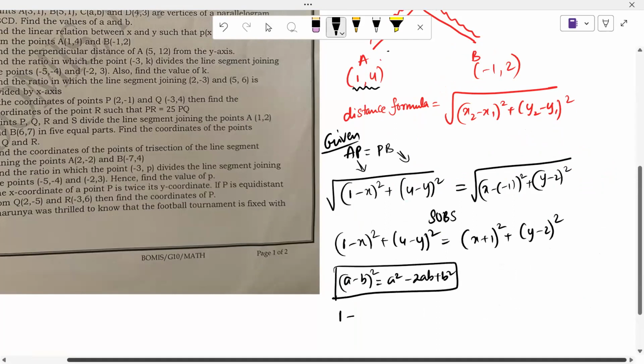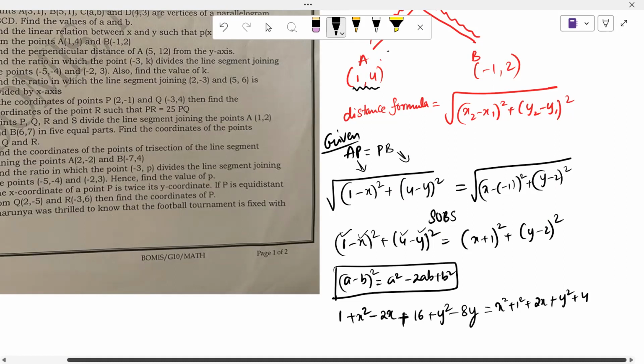Expand like that. So 1 plus x square minus 2 into 1 into x, that is 2x, plus 4 square, that is 16, plus y square minus 2 into 4 into y, that is minus 8y, which is equal to x square plus 1 square plus 2x into 1. Next, plus y square plus 4 minus 2 into y into 2, that is 4y.